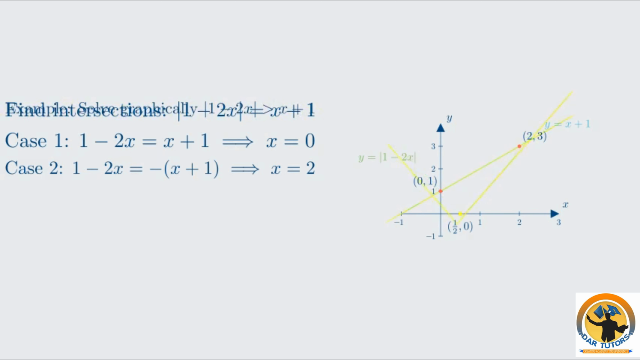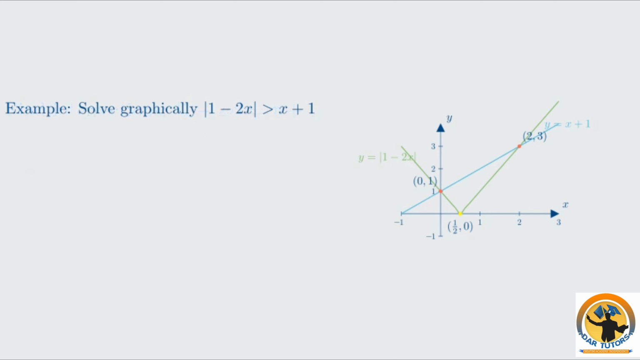The original inequality was the modulus of 1 minus 2x greater than x plus 1. This asks, for which x values is the graph of y equals the modulus of 1 minus 2x above the graph of y equals x plus 1? Looking at the graph, we can see that the V shape is above the straight line for x values to the left of 0 and for x values to the right of 2. So the solution is x is less than 0 or x is greater than 2.